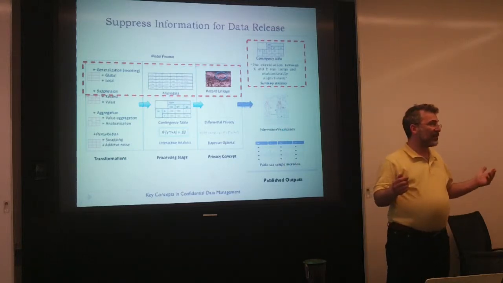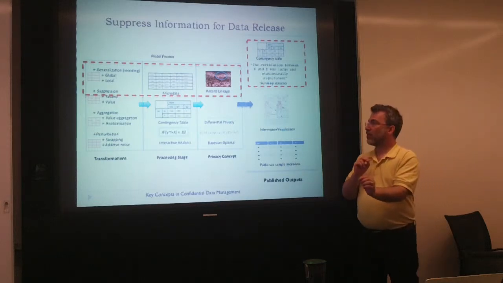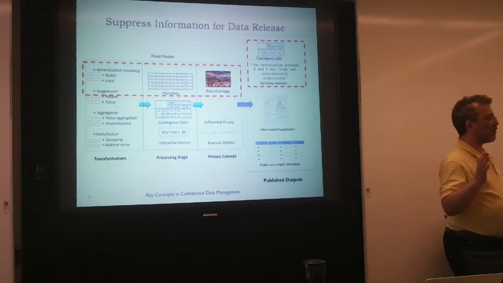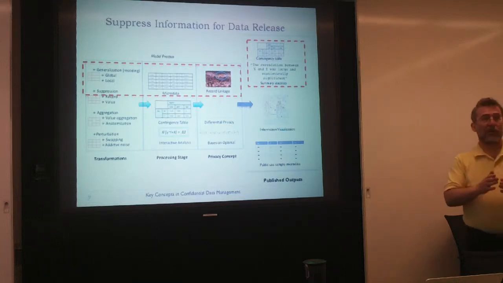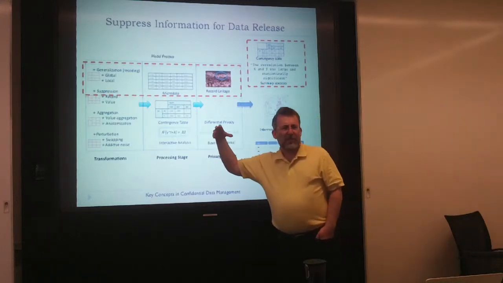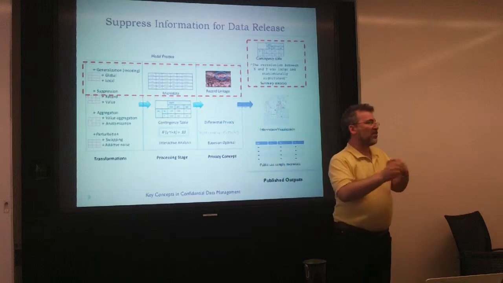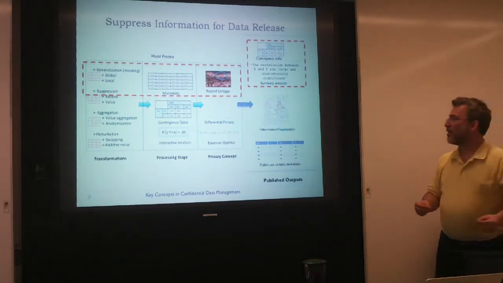That could be adding noise. It can be removing observations or fields. It can be domain generalization, semantic generalization, where instead of neuroscientist, you put scientist. But there can be swapping of observations. There's this basic set of primitives for messing with the data.